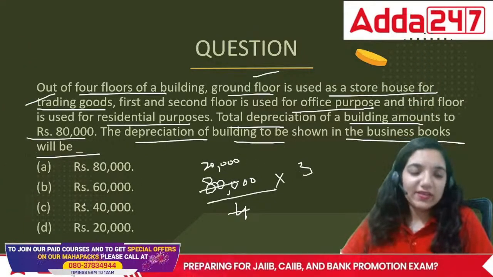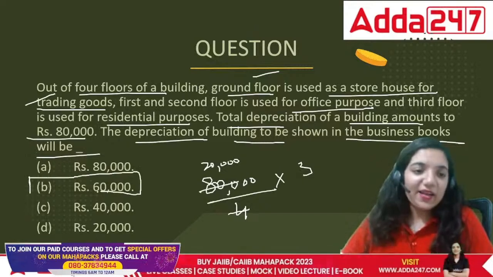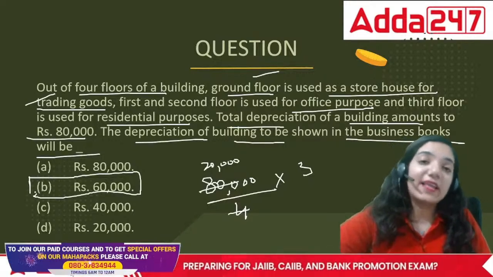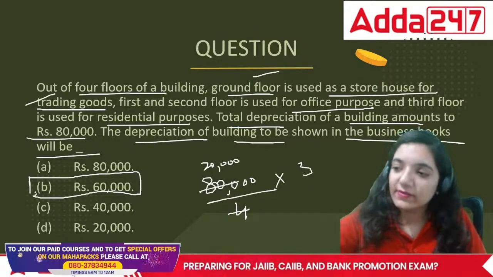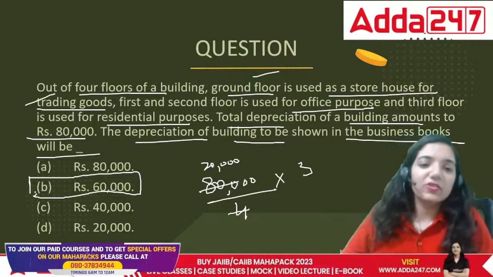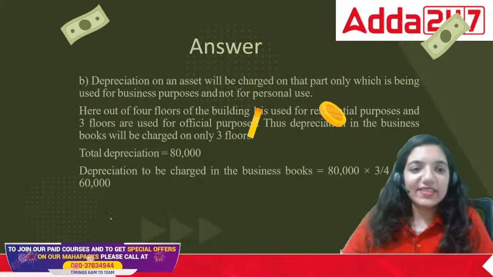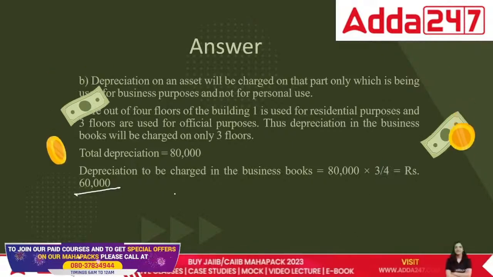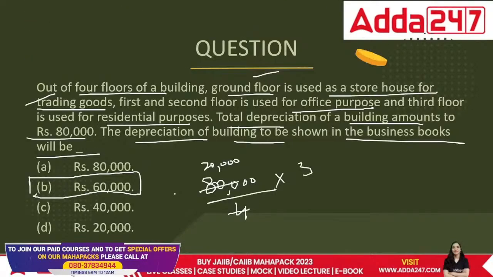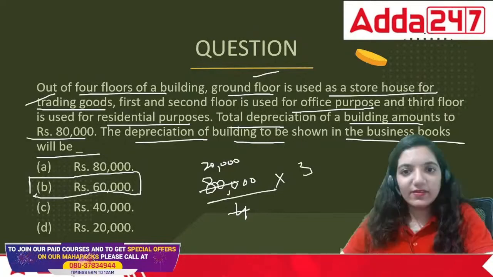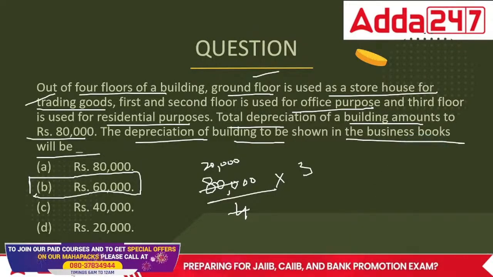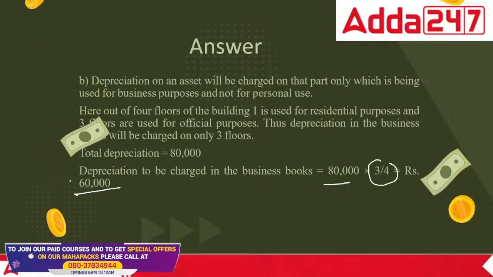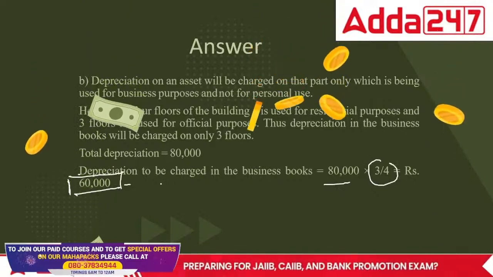Technically, see, the entire house is not used for business, isn't it? So depreciation should not be for the entire house in this case. So in this case, the correct answer would be 60,000. The depreciation should be recorded only and only of the house used for business, for nothing else. Here was the question. I hope the question was clearly visible, and the answer is this. 80,000 multiplied by 3 by 4 gives us 60,000. This is exclusively for the business.